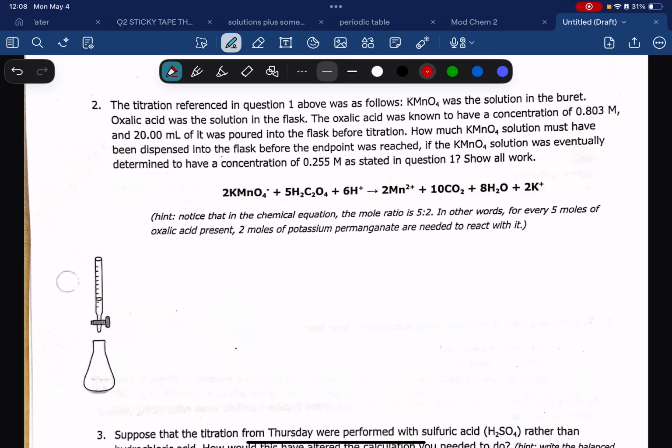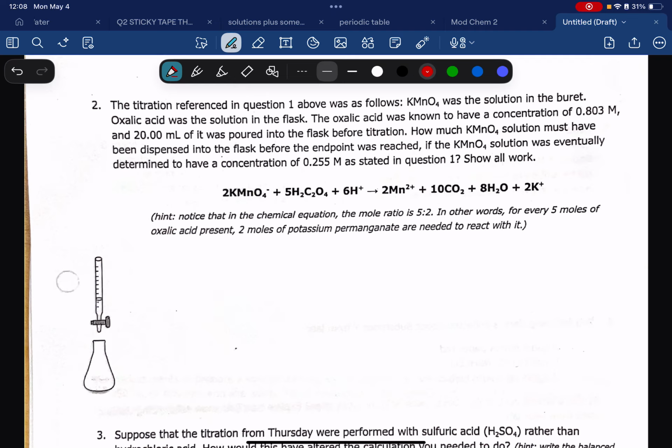All right. This is probably the most challenging question in the packet, and it's harder than anything you're going to see on your test, but it is just a basic titration. It's just that we're solving for a weird unknown. Let's keep track of everything that we do know, though.